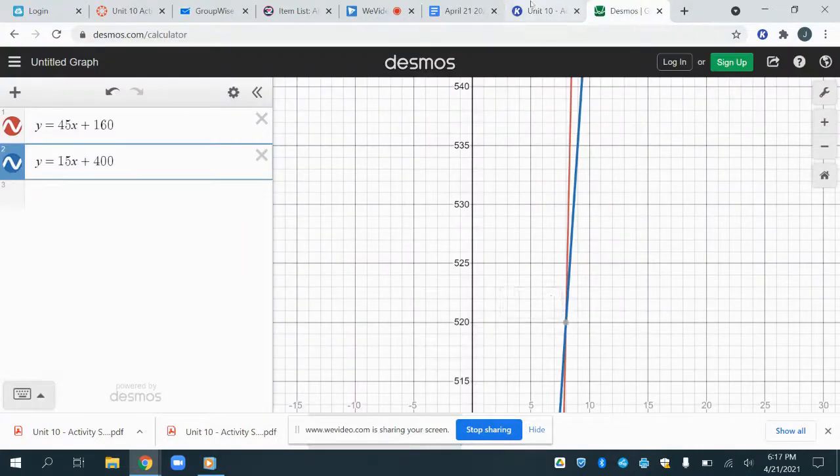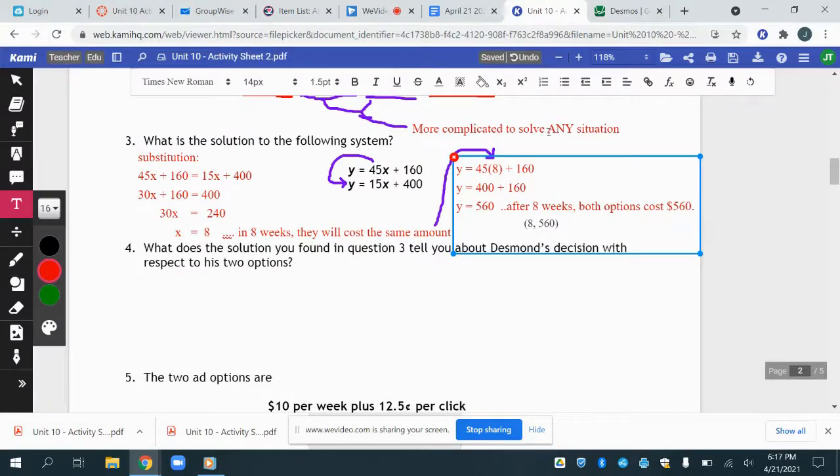8, oh, 520. I mismultiplied. I did do that wrong. 400 and 320. Yeah, this is the wrong number. 320 plus 40 is 360. I made a mistake. My bad. 32 is 8 times 4. I made a mistake multiplying.